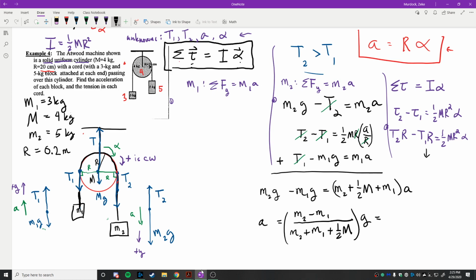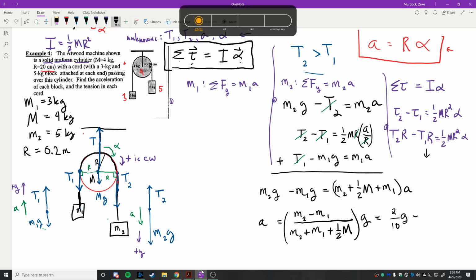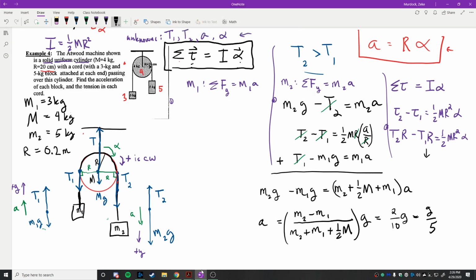Does that make sense to you guys? M2 minus M1 is 5 minus 3, so that's going to be 2. M2 plus M1 is 8, plus half of the pulley mass, so 10, right? Yeah, 8 plus 2 is 10, and then G here. So the answer is approximately G over 5. Let's just say G over 5. That's fine for an answer, right? It's approximately 2 meters per second squared.